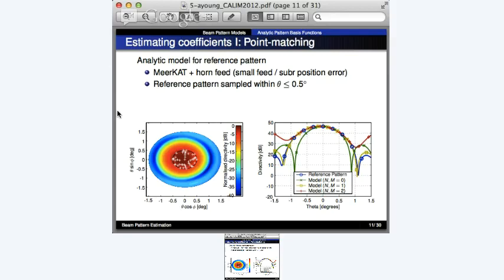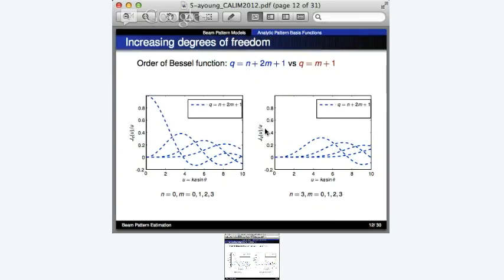And then when we further increase the number of modes, we actually run into a problem. So you see that the model then starts to diverge around the edges or at larger angular regions. And this is mainly to do with how the basis functions are defined. So the order of the Bessel function, which has an impact on how your elevation angle variation is modeled.